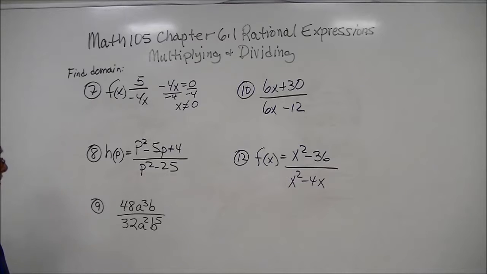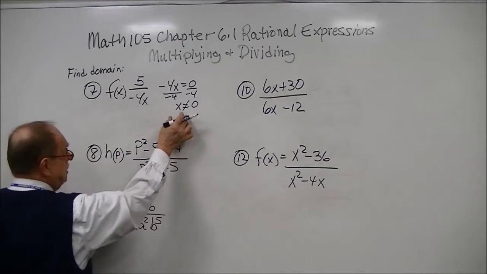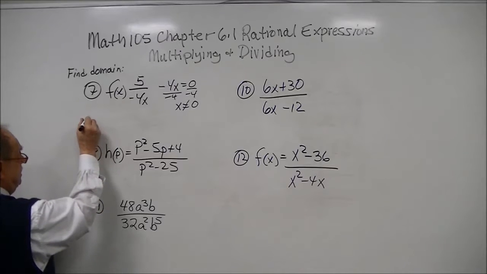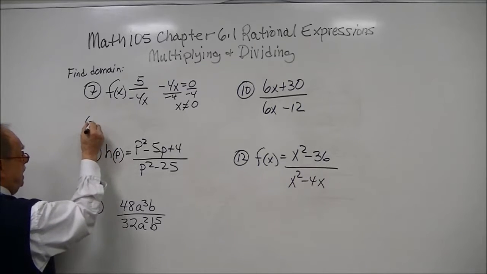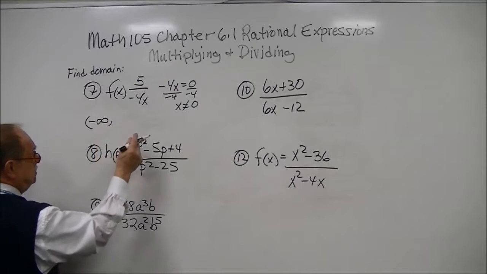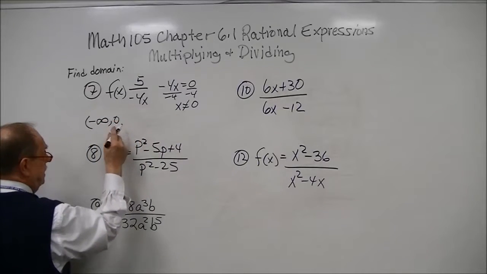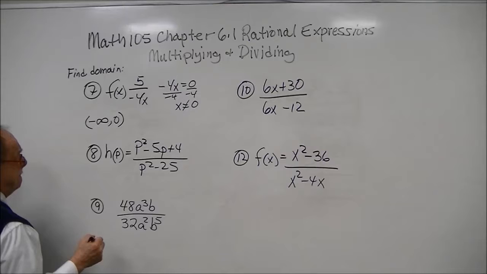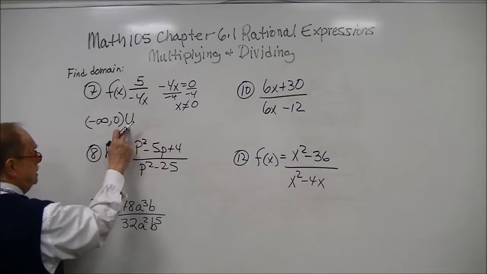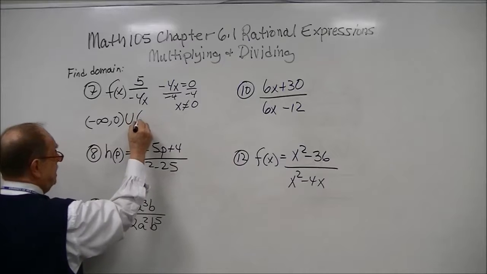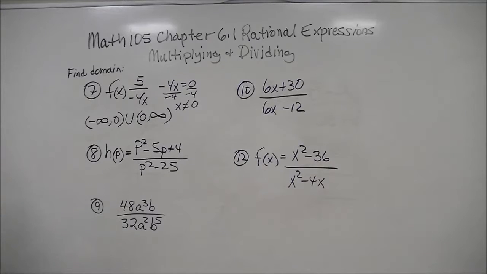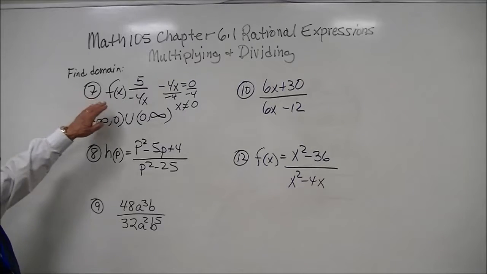And they also ask us to write it in interval notation. And how would you write that? And the answer would be that you could have values of x from negative infinity up to 0, but not including 0. So we'd use a parenthesis. Then the union symbol, starting again at the other side of 0, going to positive infinity. And that would be the domain of this function.